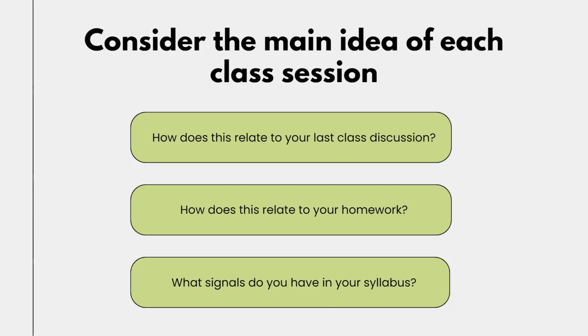You can also get a sense of the big picture by looking over your syllabus or Canvas page for clear signals. Often professors will provide titles or learning goals for each class session here. These signifiers are there for a reason, so make use of them.